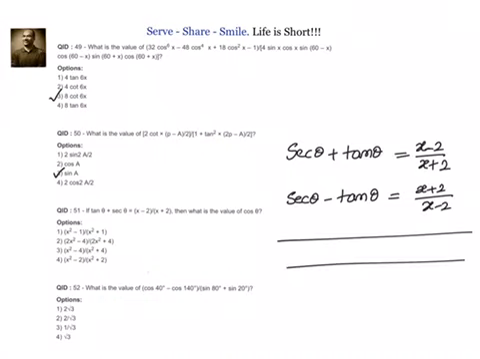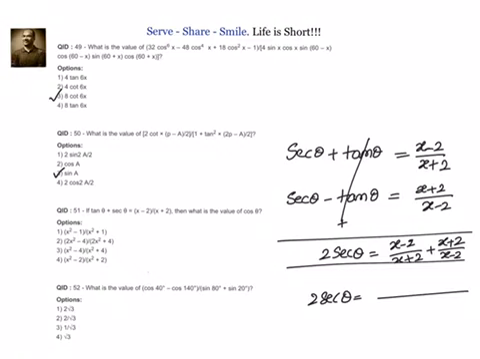Now let us try to sum this up. We can cancel tan theta. We get 2 secant theta is equal to x minus 2 divided by x plus 2 plus x plus 2 divided by x minus 2. Let us simplify that. We'll have 2 secant theta equal to, in the denominator we have x square minus 4, and in the numerator we have x minus 2 whole square plus x plus 2 whole square, which is the formula for a minus b whole square plus a plus b whole square.